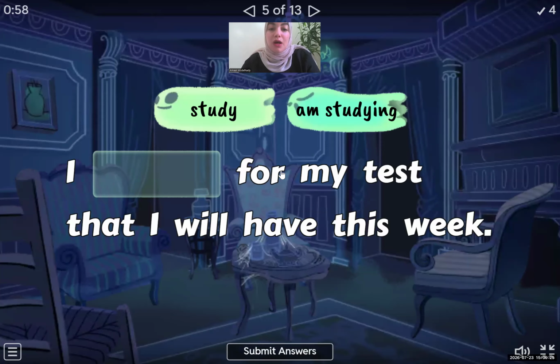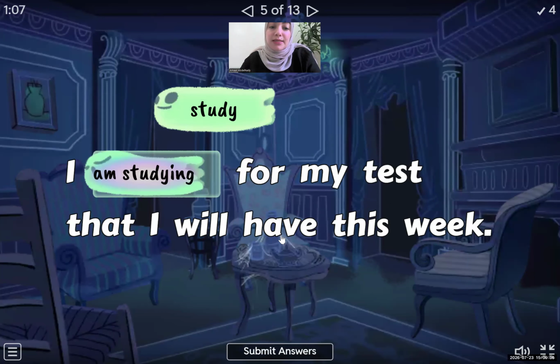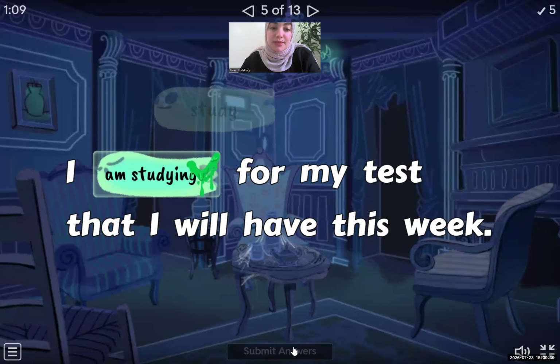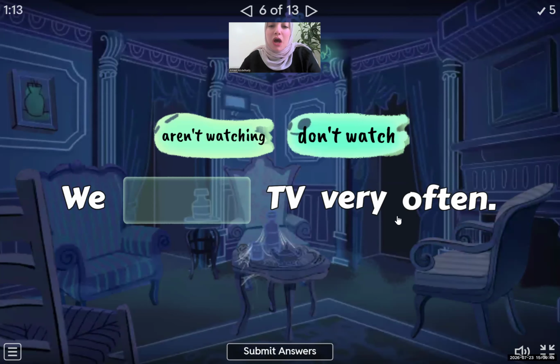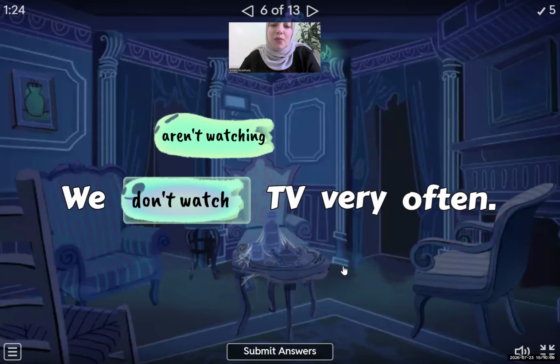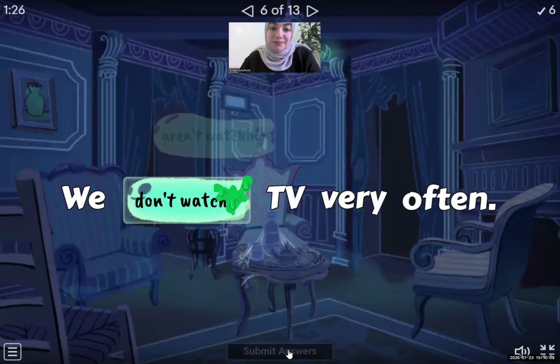So the next one, I study for my test that I will have this week. I study or I am studying? Look at this, I will have this week. So it means that he is studying for his test. The last one, we watch TV very often. Aren't watching or do not watch? Think about it. We have the keyword very often. So we should use we do not watch TV very often. Great job. You are amazing.